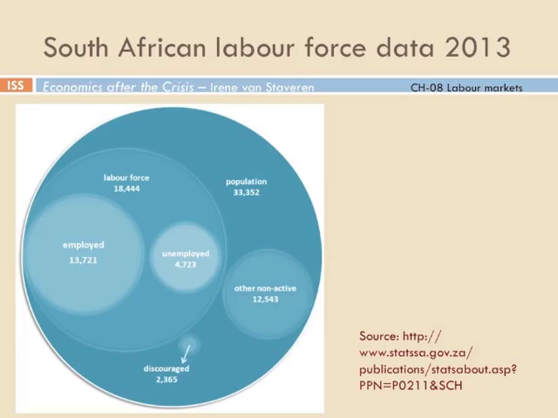This diagram gives you a picture of the size of the labor force in South Africa in the year 2013. Fortunately, we see many more people employed as compared to unemployed, but still there's 4.7 million people unemployed. There's discouraged workers, more than 2 million people. And there are people who are not active, either because they're students, or they're ill, or they may be doing lots of unpaid or voluntary labor.